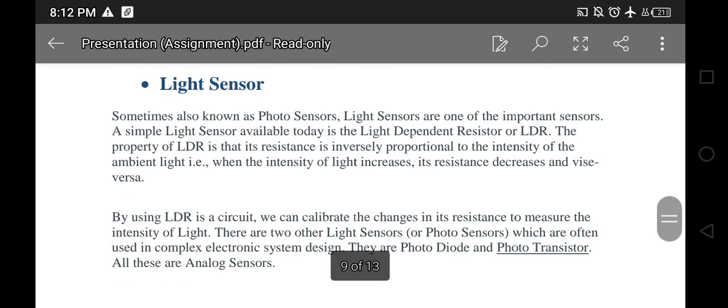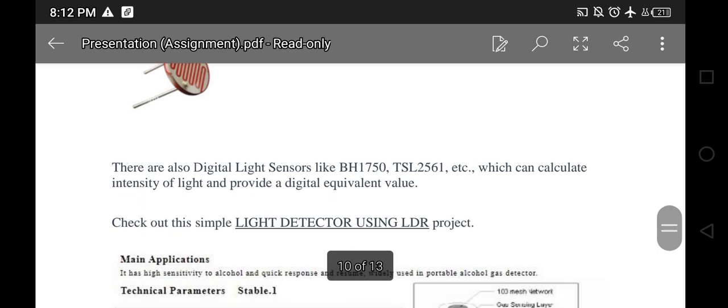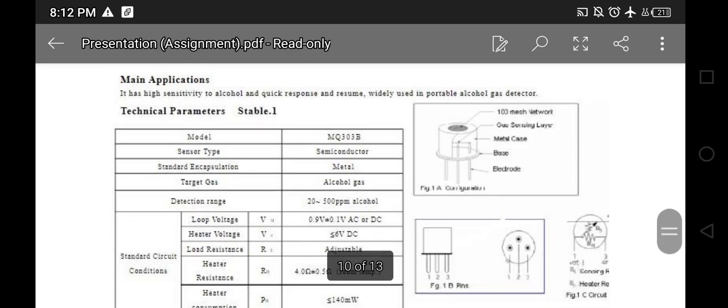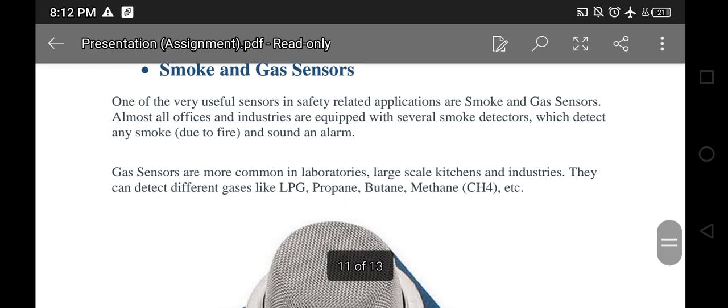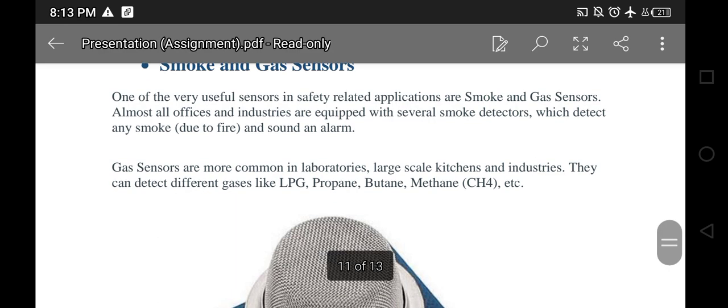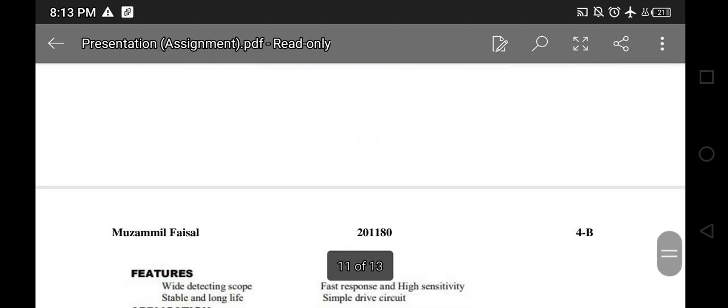The light sensor was one of the important sensors we discussed today. We discussed what things the sensor does, what its application is, and all other things. We also saw the data sheet of this type of sensor. Then we had the smoke and gas detect sensors, which are generally used in our homes to detect fire, or in industries as well. Mostly they are used in kitchens and industries.